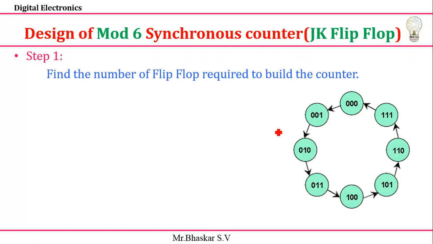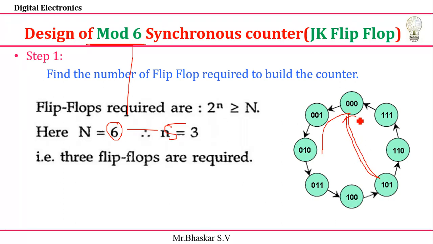Okay, so find the number of flip-flops required to build a counter. You can see my count should go from 0 to 7. Generally it works like this: 0, 1, 2, 3, 4, 5, 6 and 7, and comes back to 0. But here I want a mode 6 counter. A mode 6 counter starts from 0 and ends with 5. In total it is 6 counts. So 0 to 5, and after 5 I need to come back to 0.